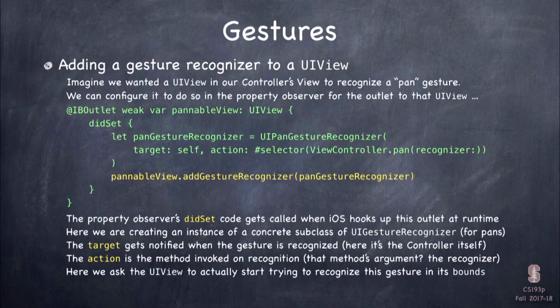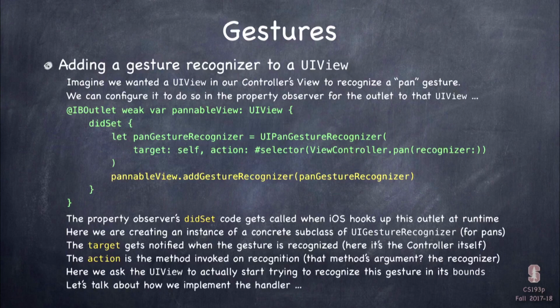So then, once we've created a UIPanGestureRecognizer, we ask the view, please start recognizing this. And we do that by calling add_gesture_recognizer. And a view can have as many gesture recognizers as you want. It could be recognizing 20 different gestures at the same time. It's perfectly fine. All right, so now let's talk about the handler.